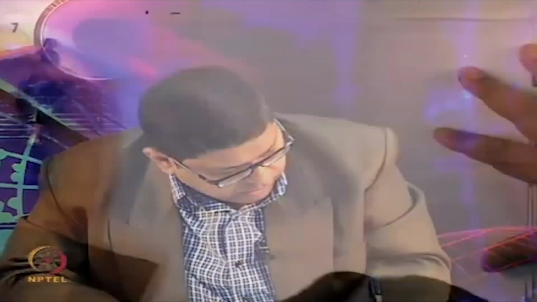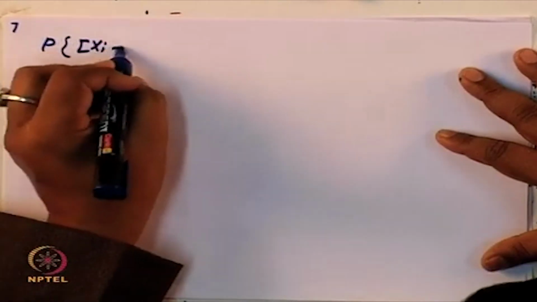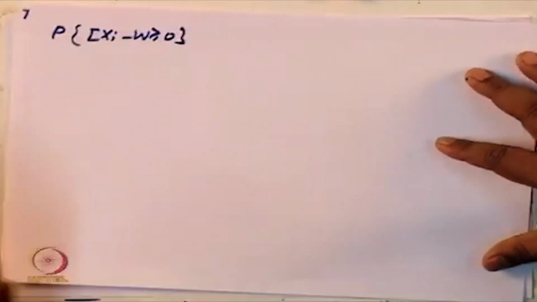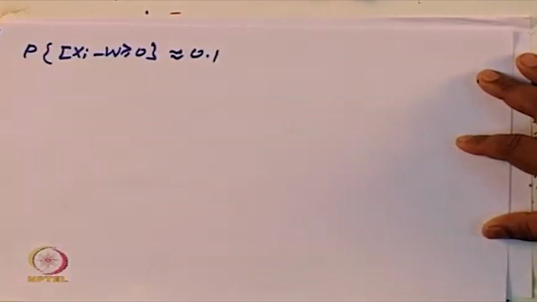So, we have been asked to calculate the probability of summation xi minus w greater or equal to 0. Why? Because if summation xi is less than w, there is no damage on the bridge. Only when summation xi begins to exceed w is there any chance of damage to the bridge. So, this probability is roughly equal to 0.1.